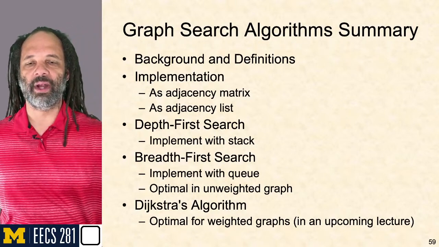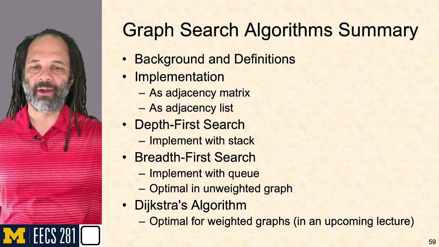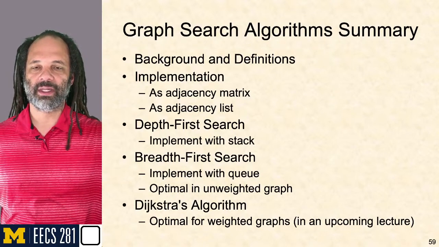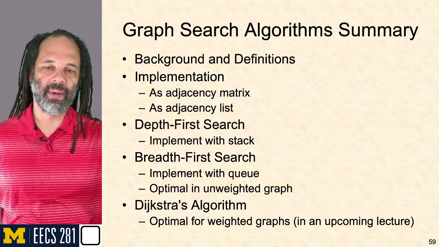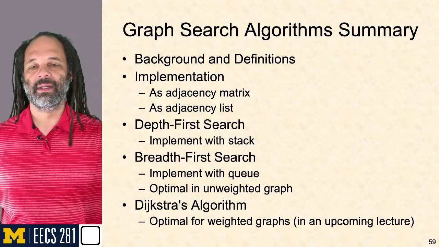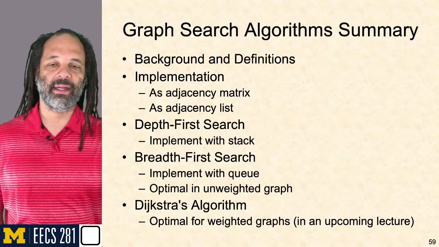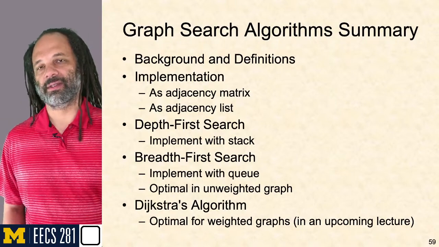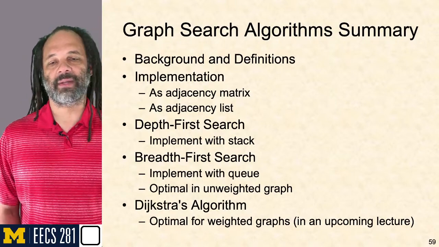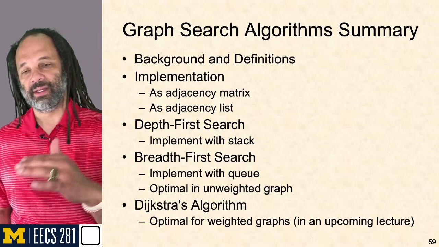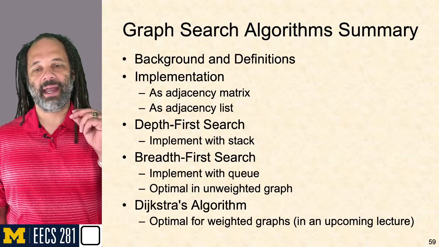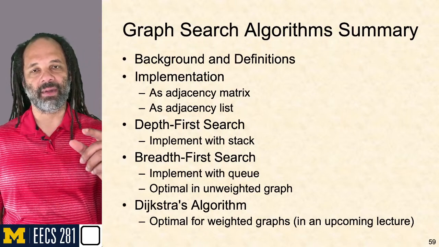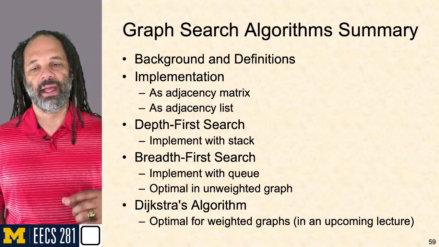So here's my summary. I've got a bunch of background and definitions. We talked about weighted, unweighted, simple, talked about directed, undirected, talked about sparse, dense. We talked about implementation methods, adjacency matrix, adjacency list. We looked at a couple of different ways that we might be able to do some graph searching.